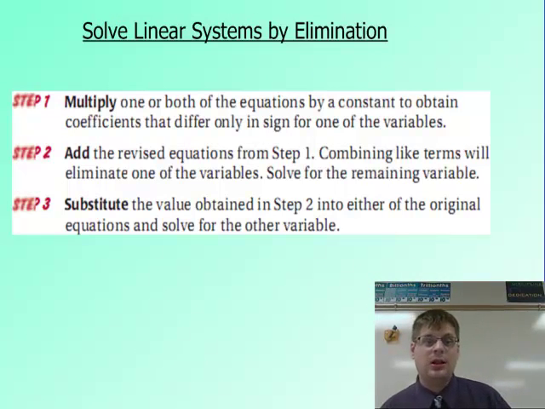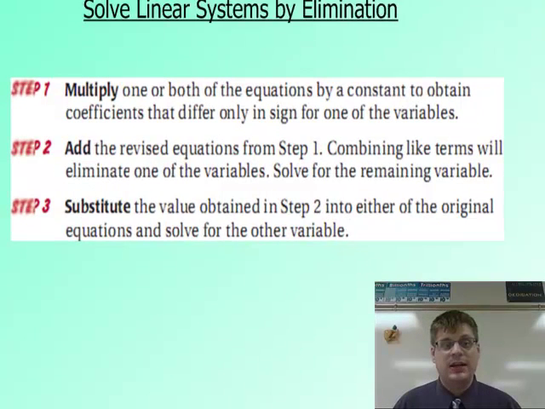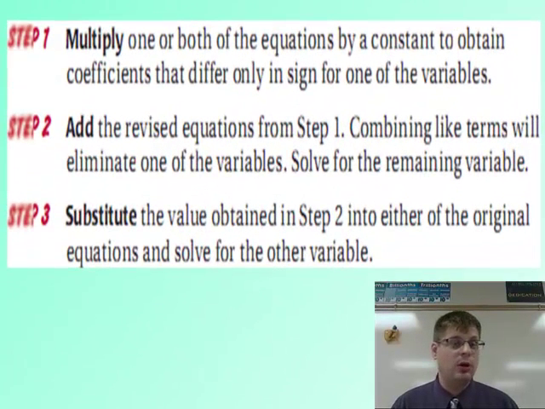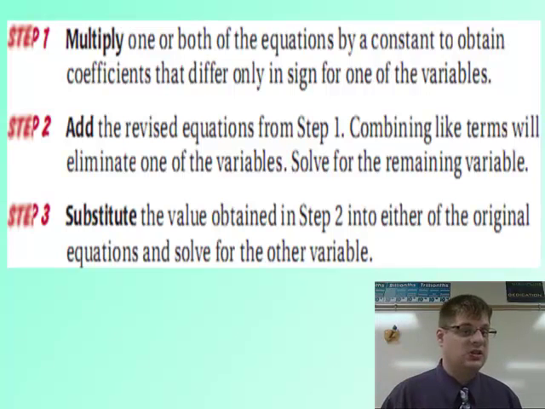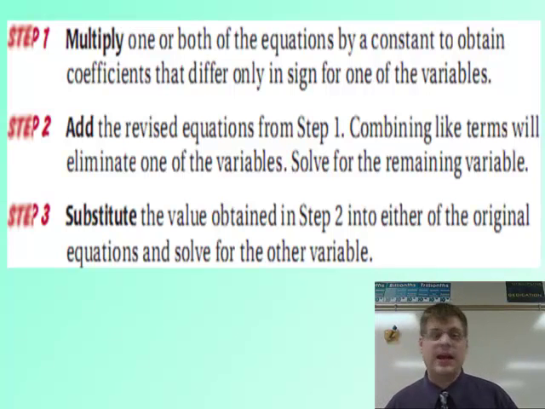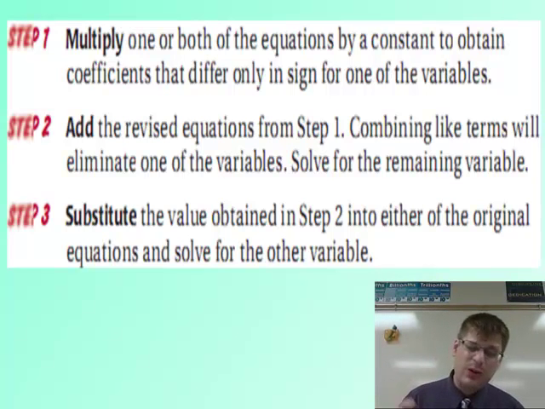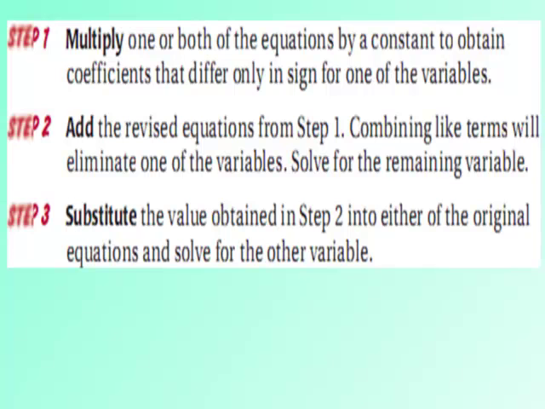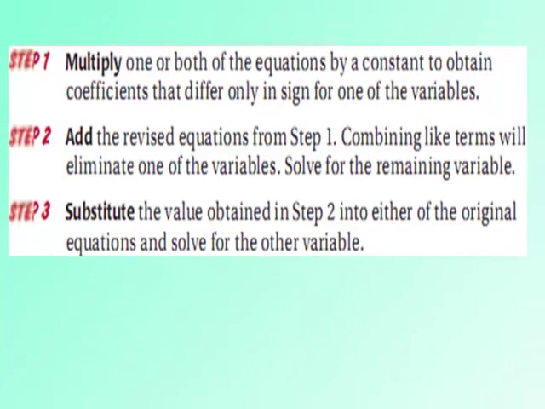Okay, now we're going to do elimination, a second method. You're going to multiply one or both equations to get the coefficients on one of the variables to be the same but opposite signs. So one would be like a +4, the other would be like a -4. Then you're going to add the two equations together. That's going to cancel out one of those variables, leaving you with whatever variable you haven't canceled out. Solve for the remaining variable, then substitute like we did the last one. Again, you might want to jot those steps down. I'm going to move on.